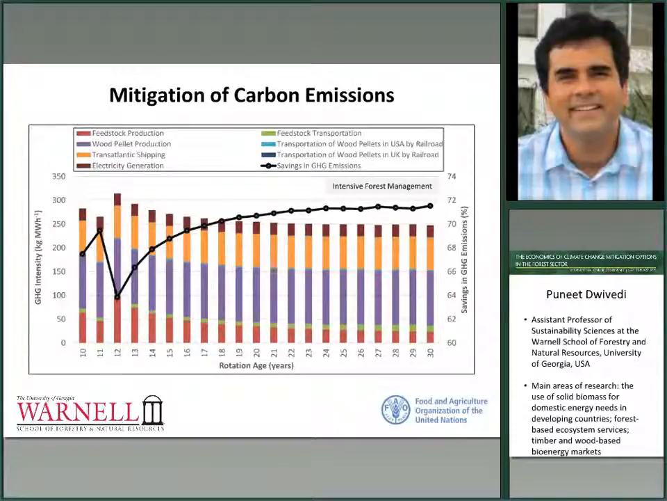So now I will directly jump into the results because we don't have sufficient time for discussing methods. As you can see here, the GHG intensity of generated electricity in the United Kingdom ranged from 314 to 274 kg of CO2 per megawatt hour of electricity produced at rotation ages of 12 and 30 years under intensive forest management choice, respectively.